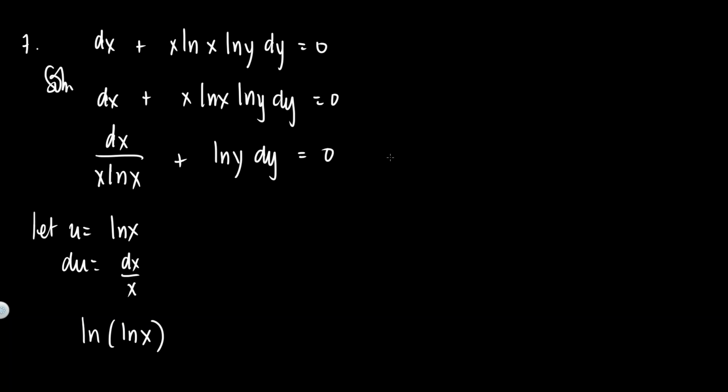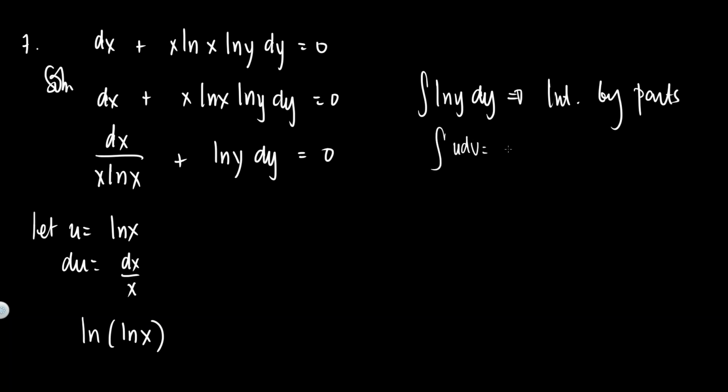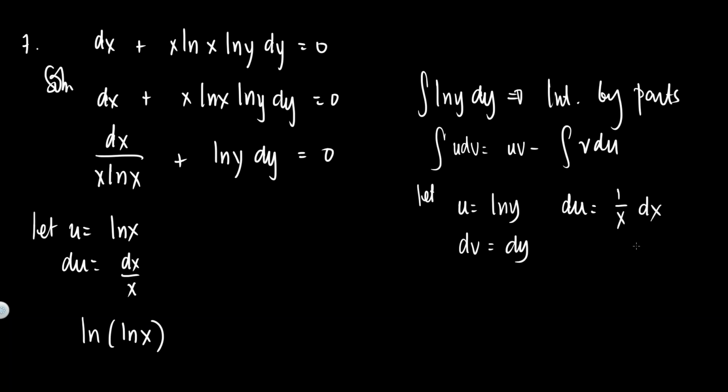Okay? How about yung ln y dy? So integral of ln y dy can be solved by integration by parts. Okay? So, integration by parts, integral of u dv equals uv minus the integral of v du. So, if we let u be equal to ln y, then dv is, what's dv? dv is dy, okay? So, ang kailangan natin dito is the du. So, derivative of ln y is 1 over y dy. Or dy over y.